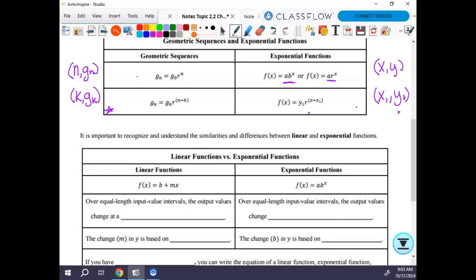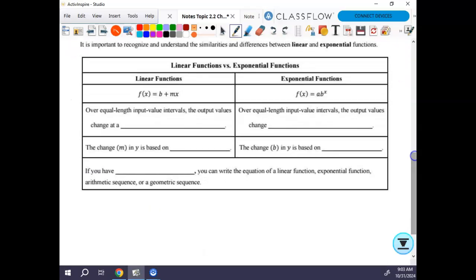All right. It is important to recognize and understand similarities and differences between linear and exponential functions. Okay? So, linear functions. This is basically your y equals mx plus b. Over equal length input value intervals. Remember those words? Okay? Equal length input value intervals, no problem. The output values change at what? Change at a what? What would you say? Constant rate. Good. Change at a constant rate. Constant rate of change.